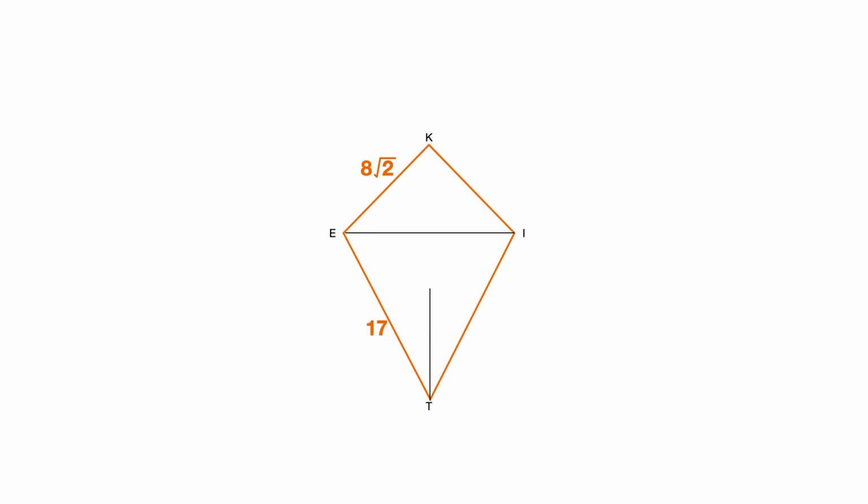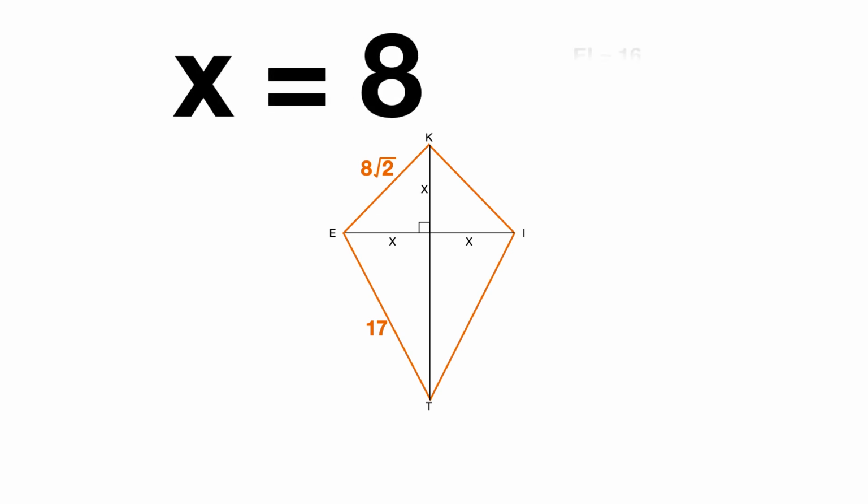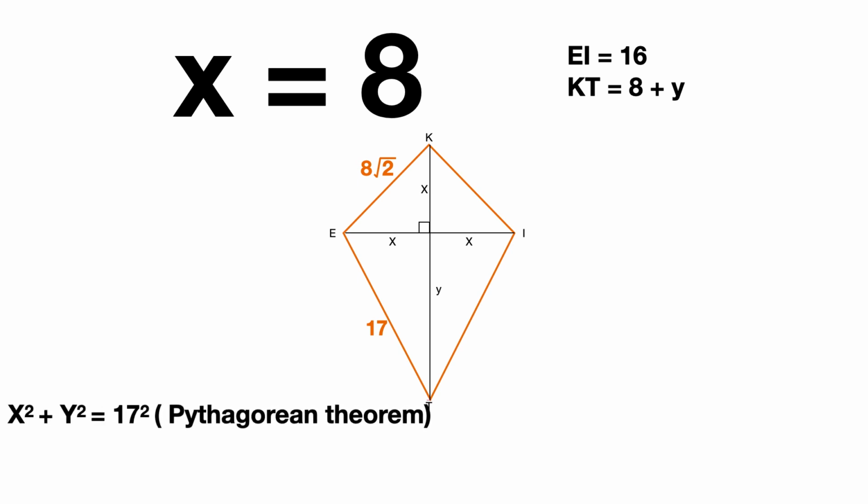So, we're going to draw the diagonals, right? Now, that's a right angle. Okay, so we know that's x. So given that it's a 45, 45, 90 triangle, that those two units are also x, we can figure out that x is 8, right? Because of 45, 45, 90 triangles. That means we know EI, the segment EI is 16, right? So KT is 8 plus y, right? Because the bottom, like, up and down diagonal.